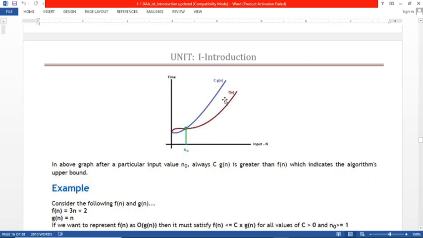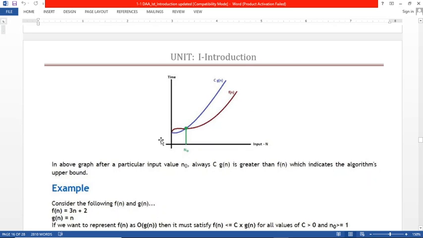Okay, so f of n, the time complexity, as we are telling the upper bound, so upper bound means it should go up, g of n should go above f of n. So we are giving the maximum time, so c g of n. In the above graph, after a particular input value n0, c g of n is always greater than f of n. Every time c g of n should be more than f of n. Then only we can say it indicates the algorithm's upper bound.